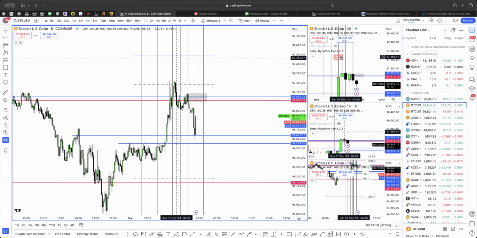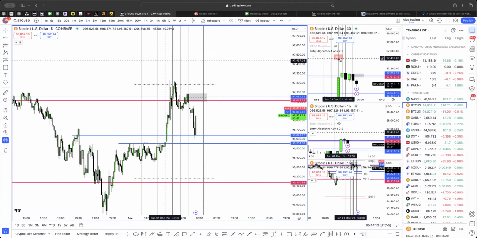Look at the top right corner, you got a sell signal. That's another reason why I took the sell. This is effortless trading.